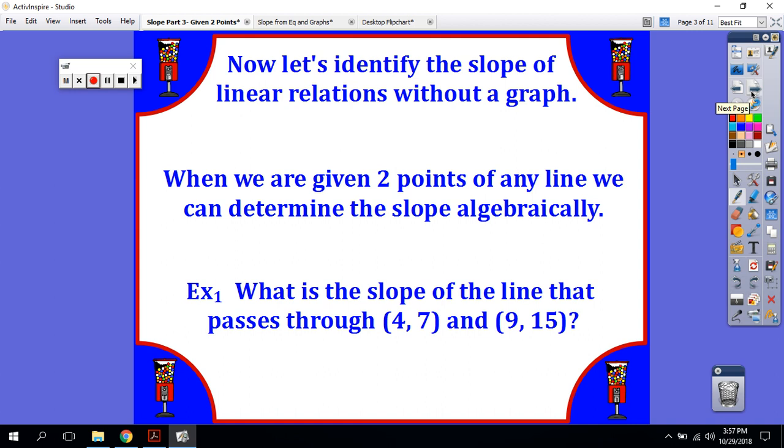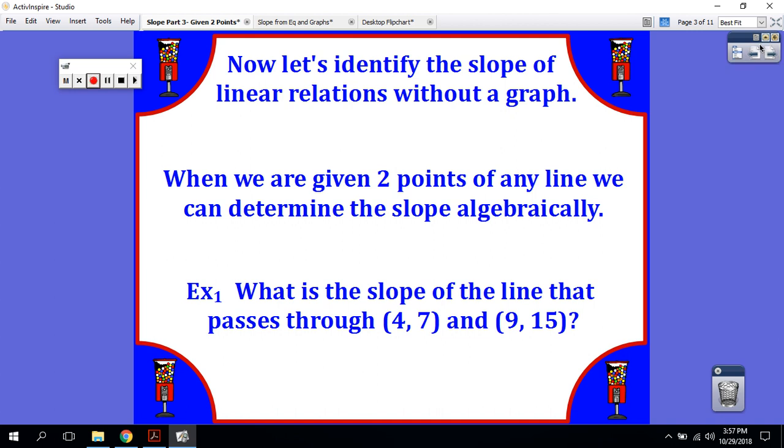So this is the bottom part. It says on your paper, what is the slope of the line that passes through the point 4, 7 and the point 9, 15. So they're telling us, what if you have a quadrant plane and you have the point 4, 7, so that would be right 4, up 7. Everyone remember how to plot points? And the point 9, 15, right 9, up 15. What would the slope of that line be?